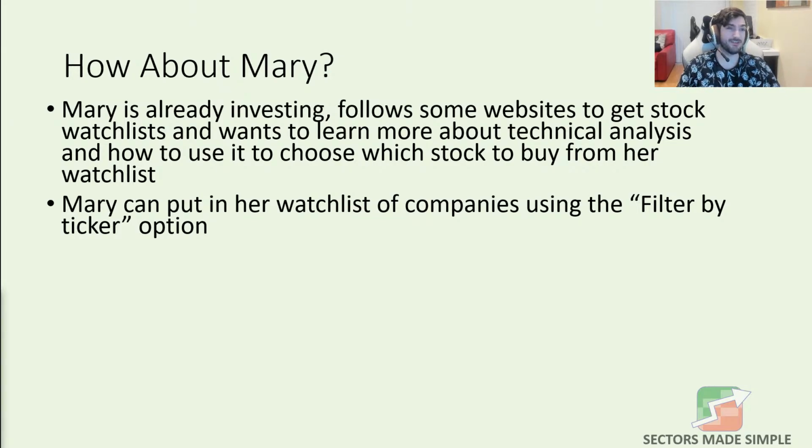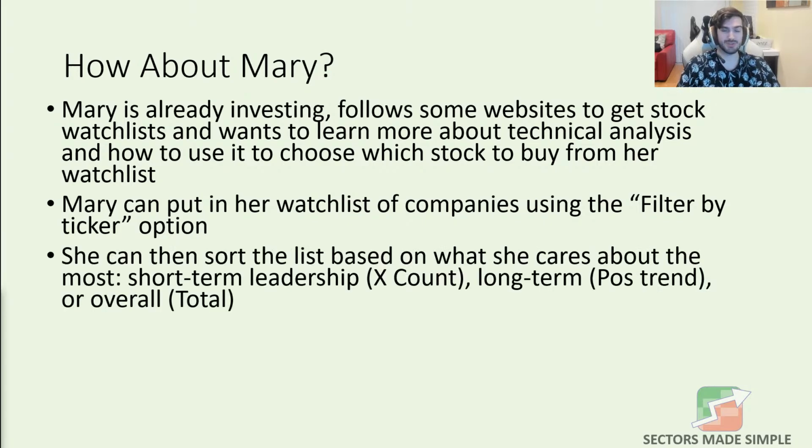What Mary wants is to have a YouTube chat that will scream out a bunch of tickers so that she can plug them into the screener and see what the highest overall strength stock is. She can then sort that list based on what she cares about. Is she buying short term, actively watching those investments? Maybe she cares more about X count. Maybe it's a long-term kind of thing, more positive trend. Or you just want something well-rounded. And again, if I have to say what is the strongest overall, I'm going to look at total count. So we're going to focus on total count as well.